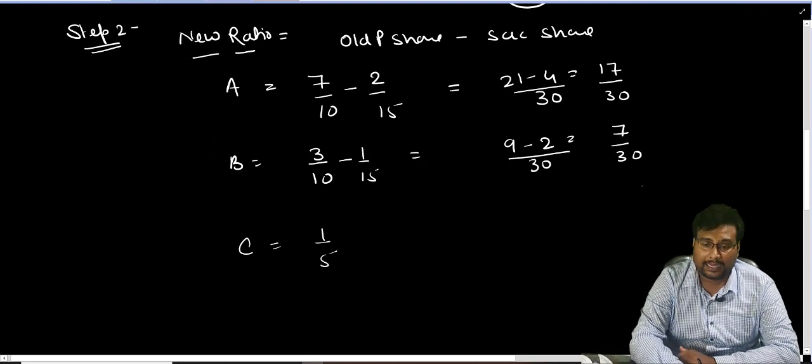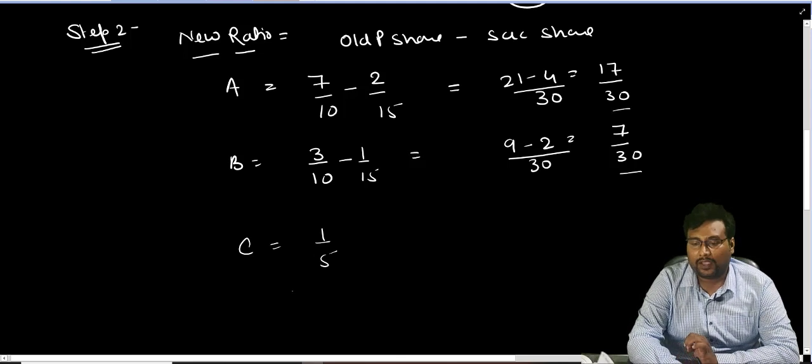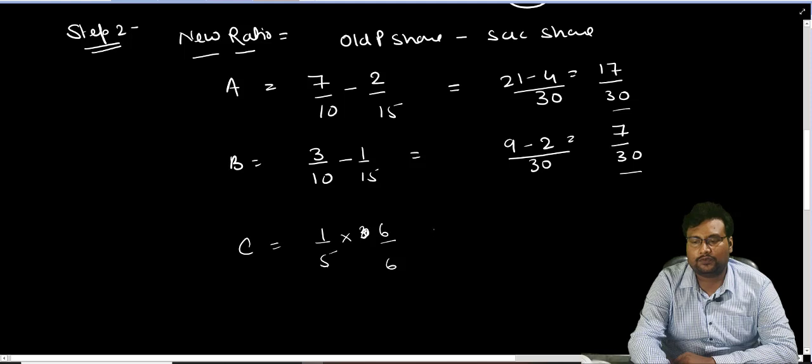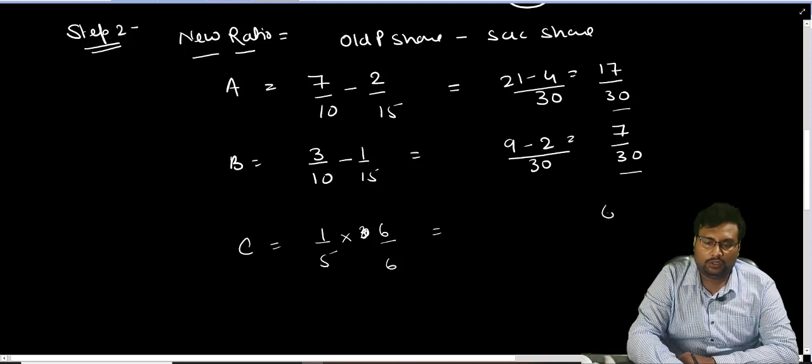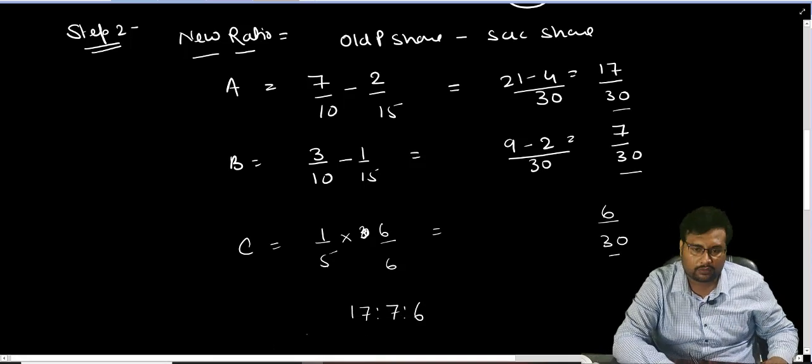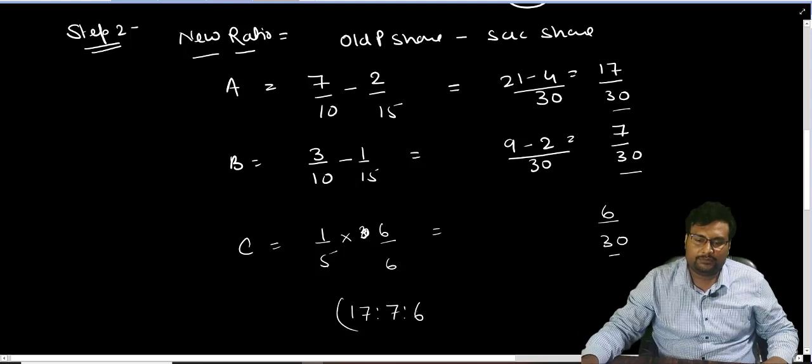Let's make the base equal because all other bases are 30. So 1 by 5, at what number do we have to multiply? 5 into 6 is 30, so 6 by 6. So it will be 6 by 30. Now you can see the base is equal for each and every partner. So ratio will be 17 is to 7 is to 6. Okay beta, so this is the new ratio for this particular question.